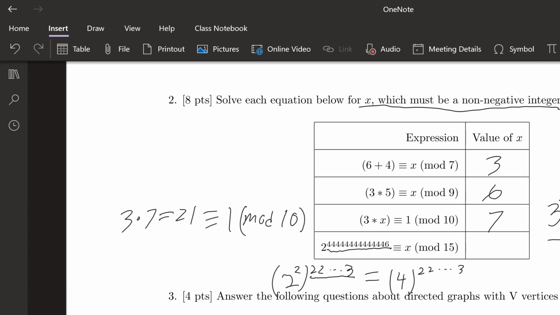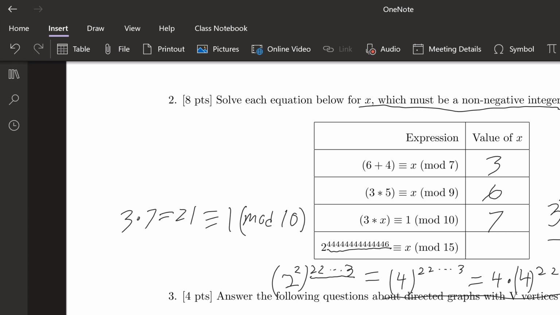So we kind of already went over this, but if this were an even power here, what would 4 to an even power be mod 15? 1. It would just be 1, right? So what if we took this and we split it up a little bit? We took 4 times 4 to 2, and then this time it ends in a 2, right? Can everybody see that these two things are the same?